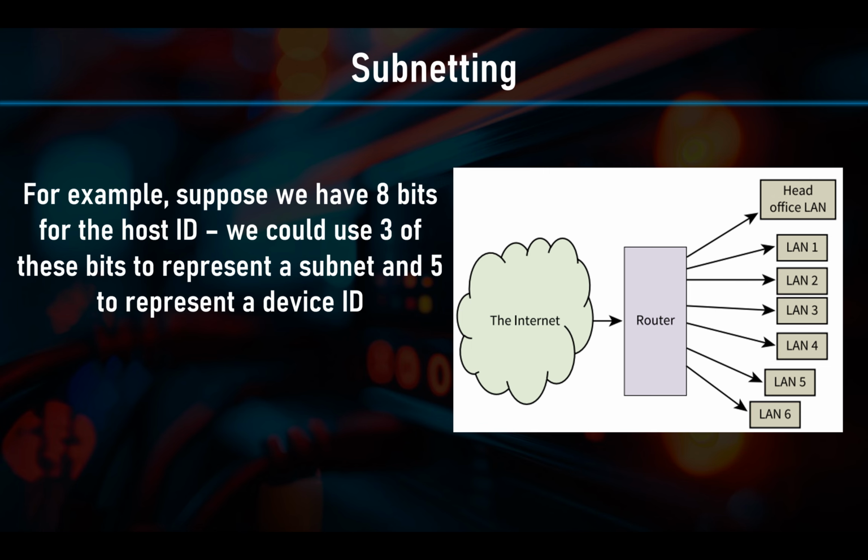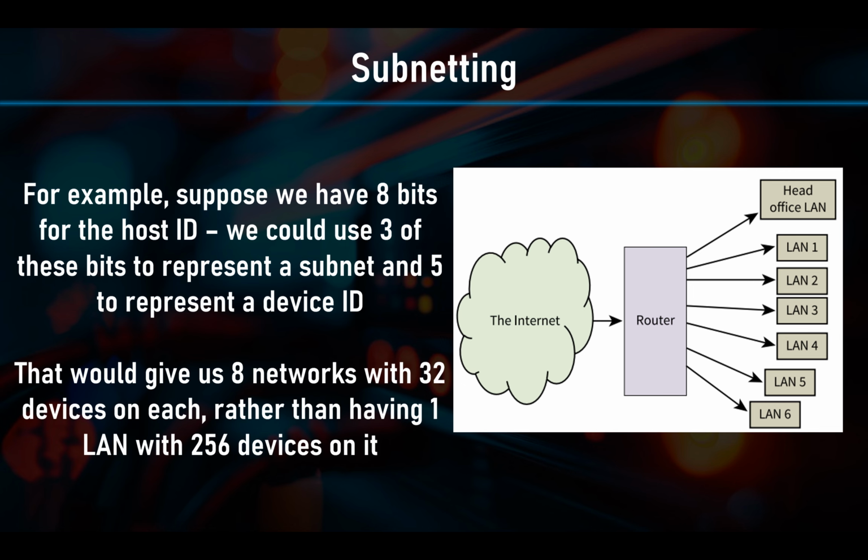So for example, suppose we have 8 bits for the host ID, we could then use 3 of these 8 bits to represent the subnet and 5 bits to represent a device. That would give us 8 networks, since 2 to the power of 3, as we're using 3 bits for the subnet. And it's therefore going to give us 32 devices on each of the networks, since 2 to the power of 5 is 32.